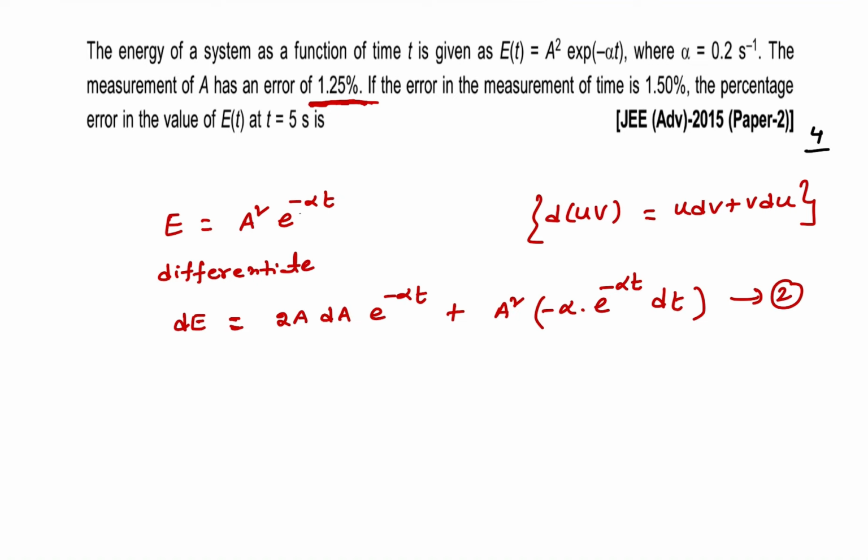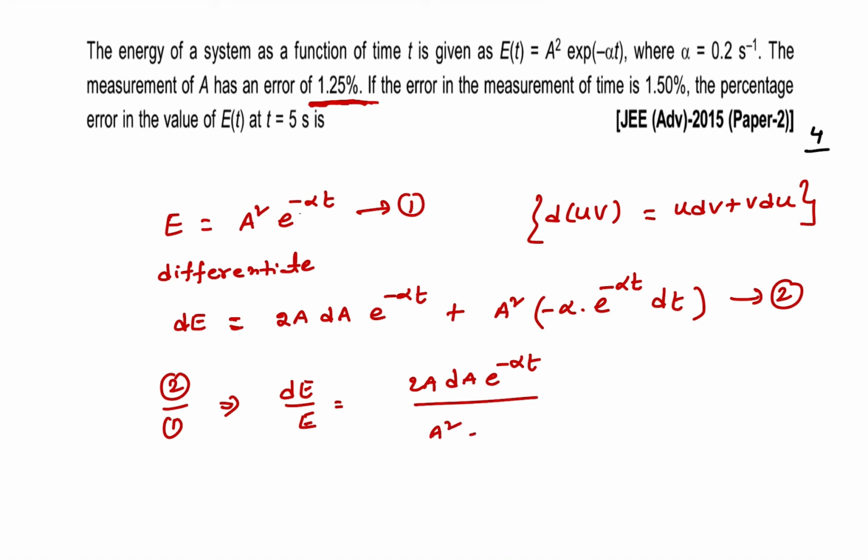Observe this carefully. Let us consider this is the second equation, and the first equation is A = A² e^(−αt). Now if I do the second equation by the first equation, I will get dE/E = [2A dA e^(−αt) + A²(−α)e^(−αt) dt] divided by A² e^(−αt).